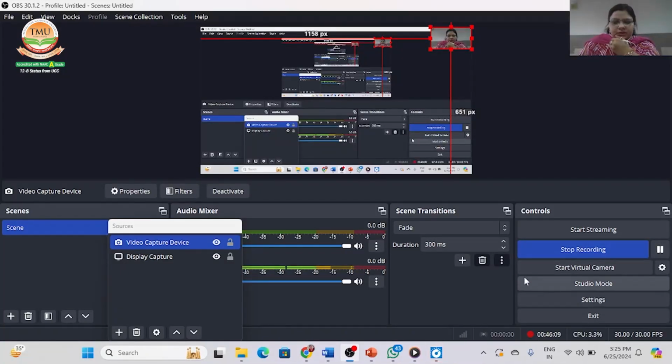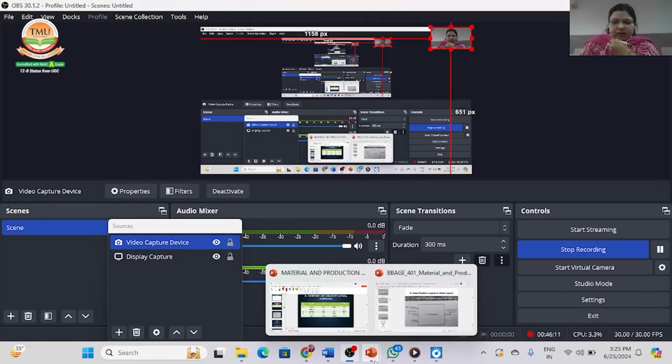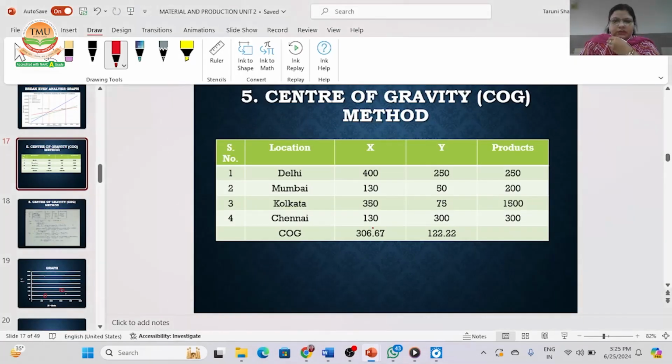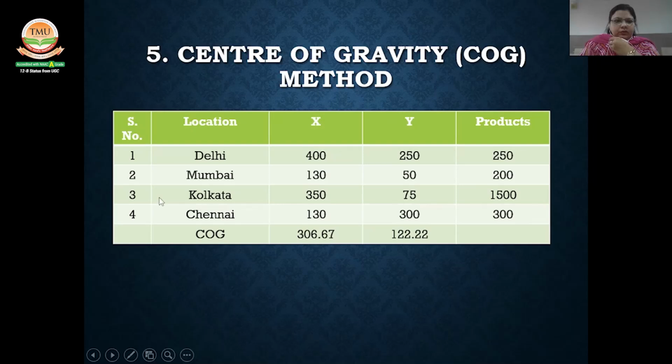So after this, we will read what is the center of gravity method. Let's see on the slide, there is an illustration given. Our locations are Delhi, Mumbai, Kolkata and Chennai. X and Y are the locations of Delhi, X and Y is another location of Delhi.